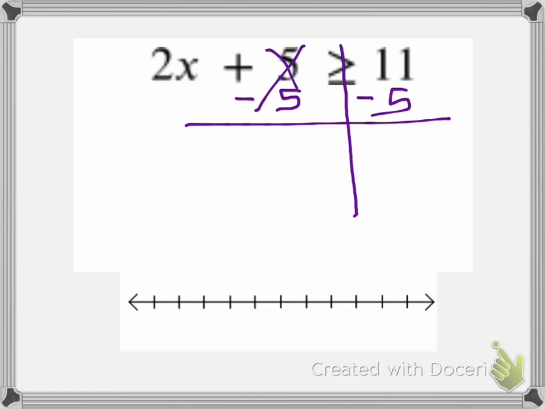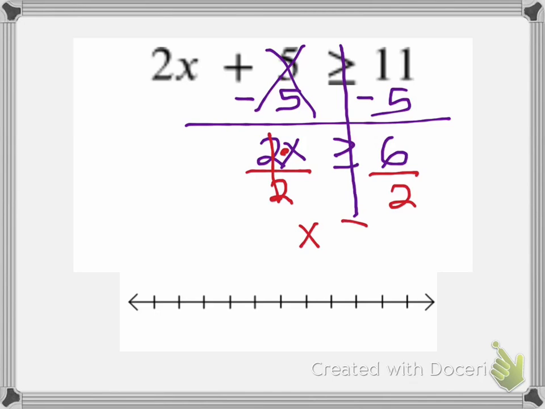My positive 5 and negative 5 eliminate. So that gives me 2x is greater than or equal to 6. Now I want to eliminate my 2. That is 2 times x. So the inverse operation of multiplication is divide by 2. So I want to divide by 2 on either side of my equation. So the 2's eliminate. So that gives me x is greater than or equal to 3.